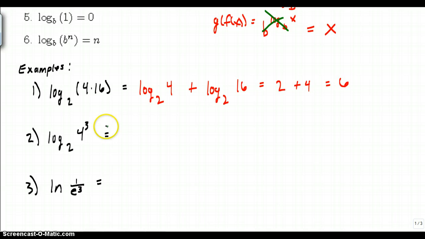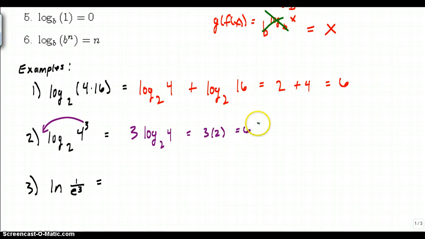Next is the exponent property. This tells me I can take this exponent and move it in front. So this becomes 3 times log base 2 of 4. Well, I know log base 2 of 4 is 2. I just figured that out. So it's 3 times 2, which equals 6.